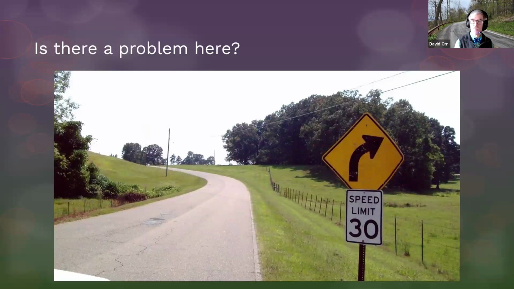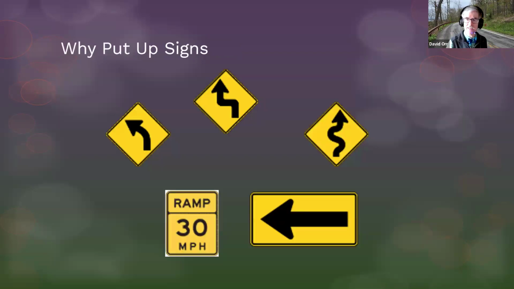Yeah, I think we have a problem here. We've got a curve pointing in the wrong direction. We're mixing a regulatory sign with a warning sign. There's no markings. There's a whole slew of things that we could improve on here. So these are some pretty obvious ones. That's a really low-hanging fruit item. But one of the questions that I'm wondering about is really important. Why do we put up signs?